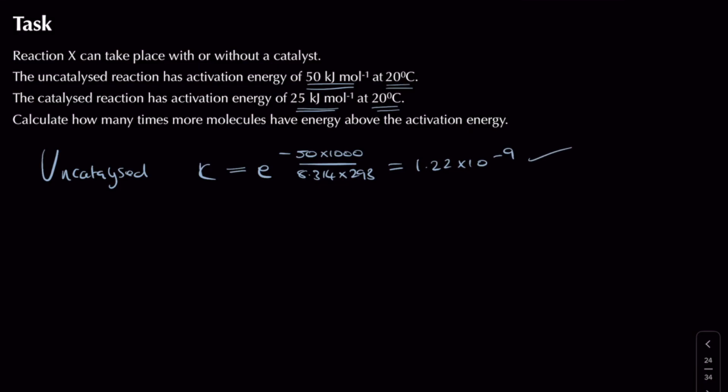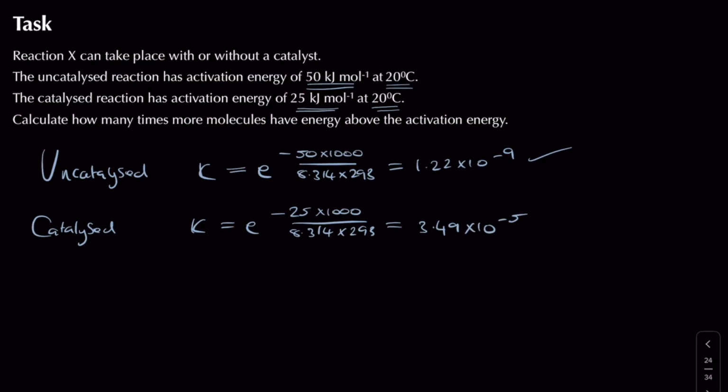Now what about our catalyzed reaction? Because our uncatalyzed reaction is going to be done. Well, in this case, if I were to work out the rate constant K, I'm going to change that 50 to 25. So I end up with 25,000 at the top divided by 8.314 times 293 itself, because the temperature is the same. So I do that, I end up with a value of 3.49 times 10 to the power of minus 5 itself. And of course, there's my answer for that second one.